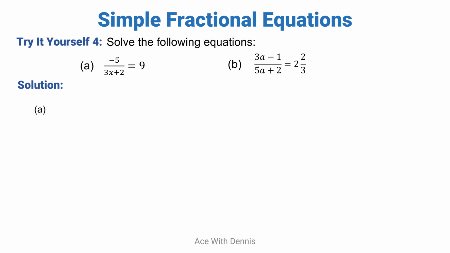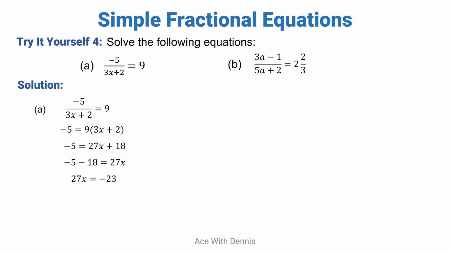Alright, here's the solution. For A, negative 5 over 3x plus 2 equals 9. We can move the 3x plus 2 to the right hand side, and the equation becomes negative 5 equals 9 times 3x plus 2. Expand the bracket, we have negative 5 equals 27x plus 18. So negative 5 minus 18 equals 27x. 27x is negative 23, hence x equals negative 23 over 27.